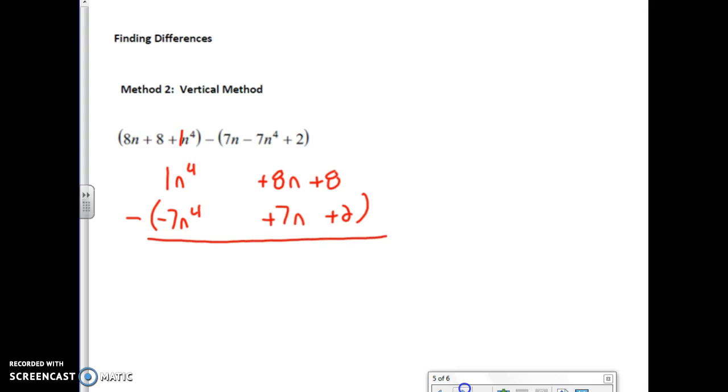It doesn't matter what direction I start. 1 minus negative 7 gets me positive 8n to the 4th. So I'm taking 1 and subtracting negative 7, which makes that into plus 7. 1 plus 7 gets me 8. 8n and 7n, both n, is exactly the same thing. 8 minus 7 gets me 1n, and then 8 minus 2 gets me 6. That's how you can do the vertical method.